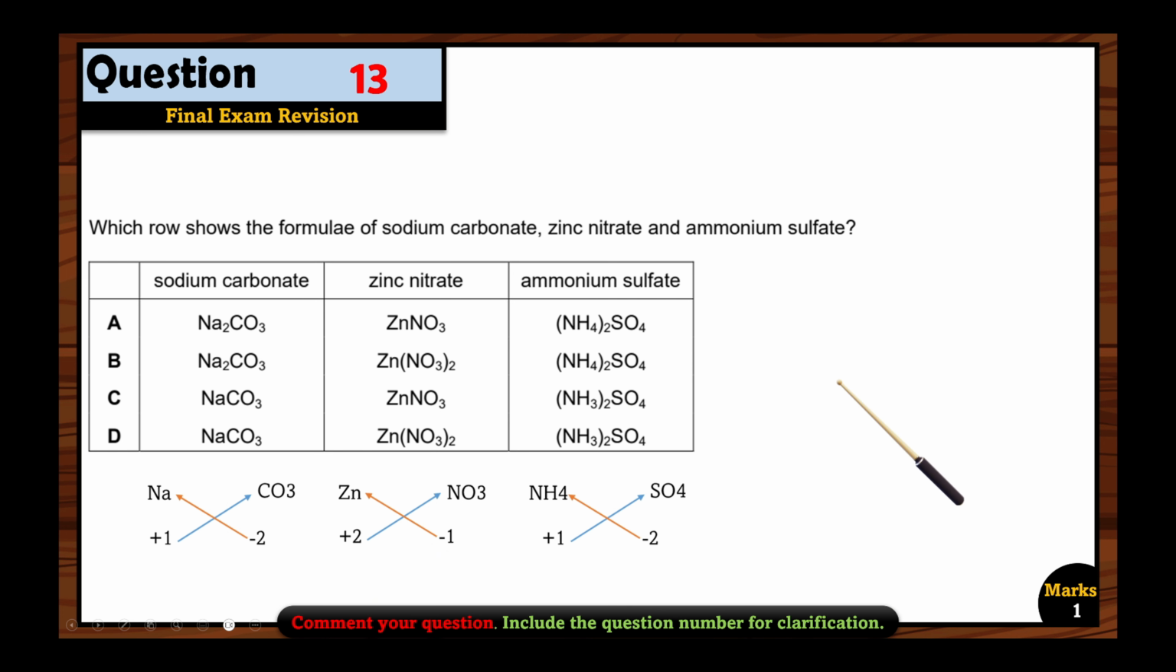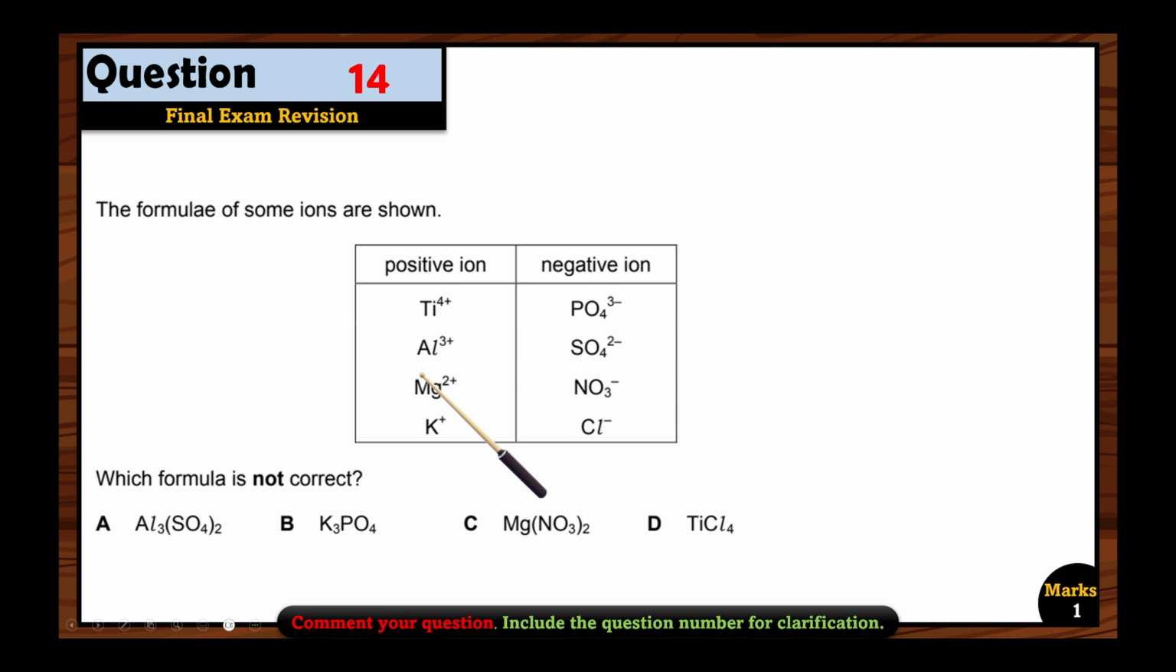Question number 14. The formulas of some ions are shown here. Which formula is not correct? So now let's see for aluminium and sulfate. Aluminium has a 3+ charge and sulfate has a -2 charge, right? So when they cross each other, aluminium should have 2 here, right? Al2 and SO4 in brackets with 3.